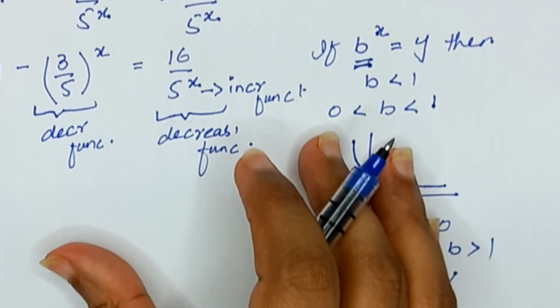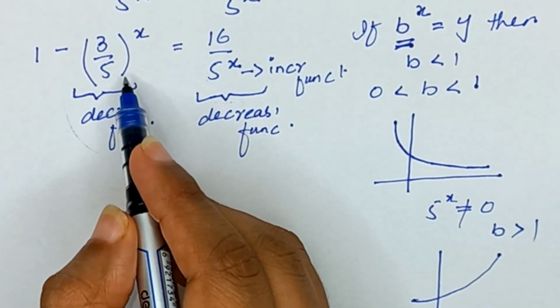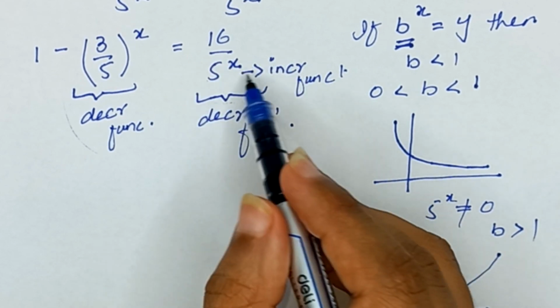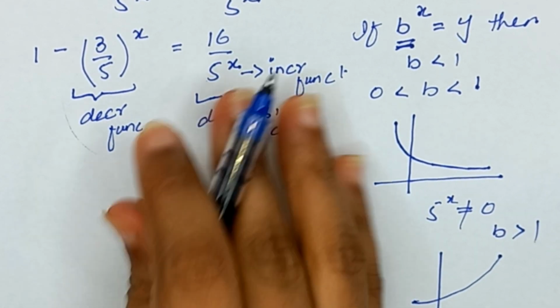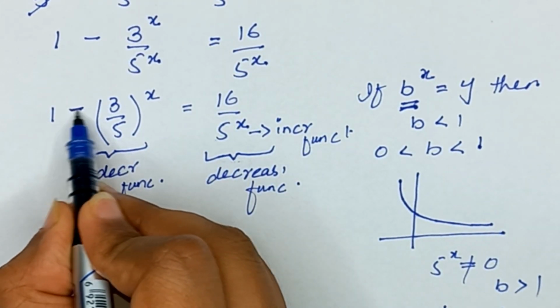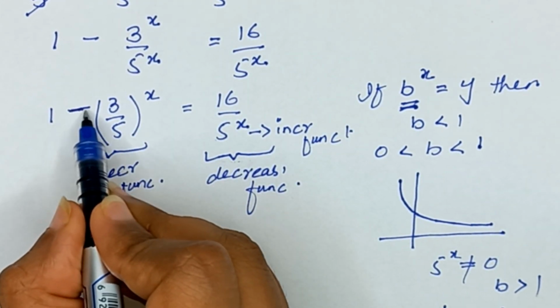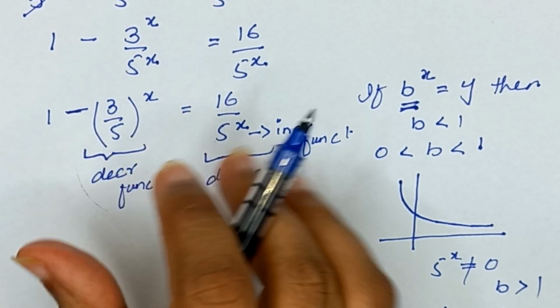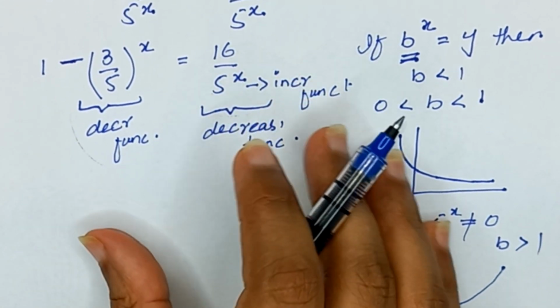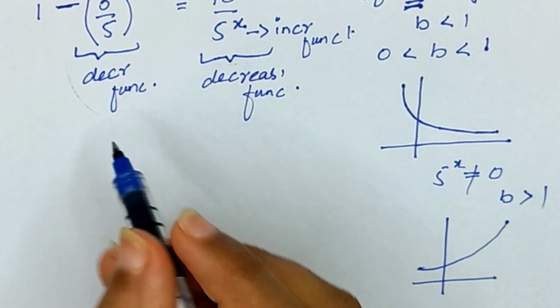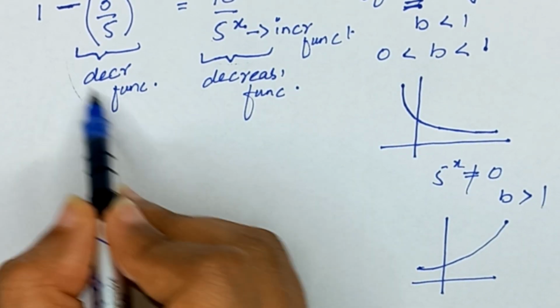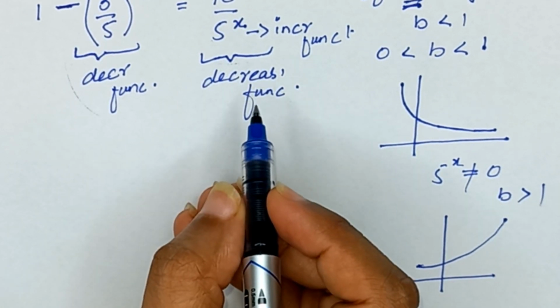Now this function is a decreasing function and this function is also a decreasing function. So if you multiply a decreasing function by -1, it becomes an increasing function, like we are flipping it. So this whole function will be an increasing function.